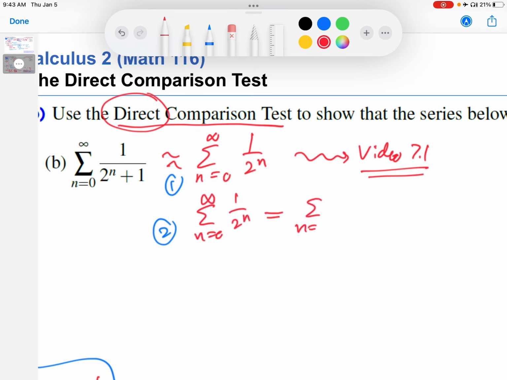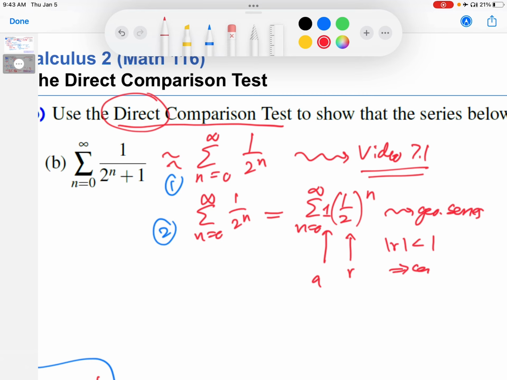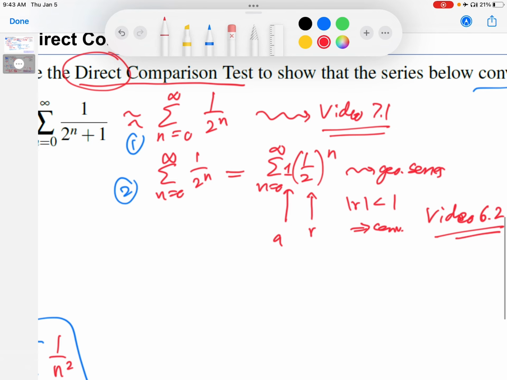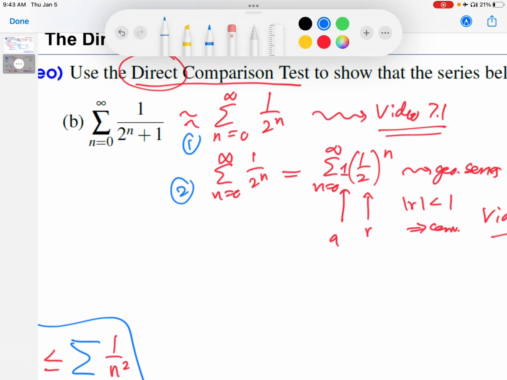This one happens to not be a p-series, but it is a geometric series, right? So I can write it that way. Geometric series. The a value here is 1. The r value here is 1/2. And since the absolute value of r is less than 1, that tells me it converges, right? So take a look at video 6.2 if you want a refresher on geometric series convergence. That video was all about that.